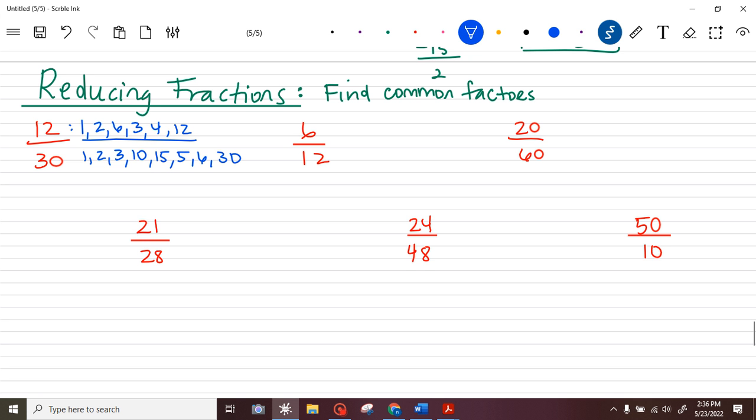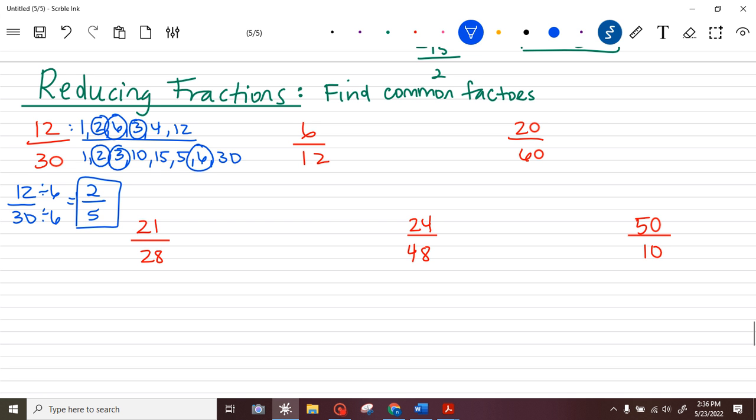And out of all these numbers, you pick the one that they both have in common. So an option is 2, an option is 3, an option is 6, and that's it. So out of all those options, you want to try to pick the biggest. So 6 looks like it's going to be the winner. So 12 out of 30, if we reduce it by 6, that means divide everything by 6. You'll have 2 over 5 in the final, and then that will be your reduced fraction.